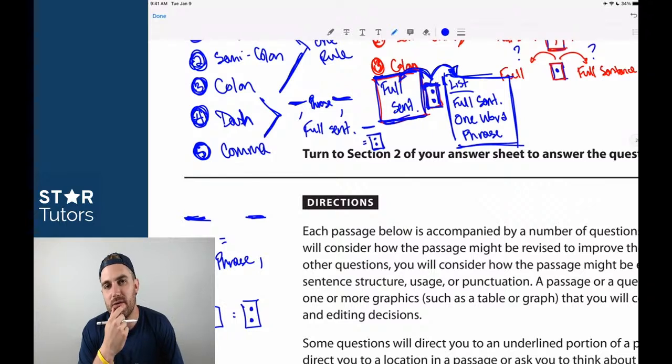Cameron, what do you mean, like a transition with like the word however? You can use the word however or though or therefore at the end of a sentence as long as a comma is preceding it.